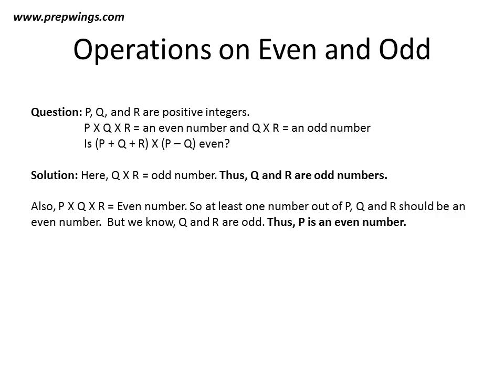So over here we can see that Q multiplied by R is an odd number. So the result is an odd number of multiplication of two numbers. That means both the numbers are odd. So thus Q and R are odd numbers.